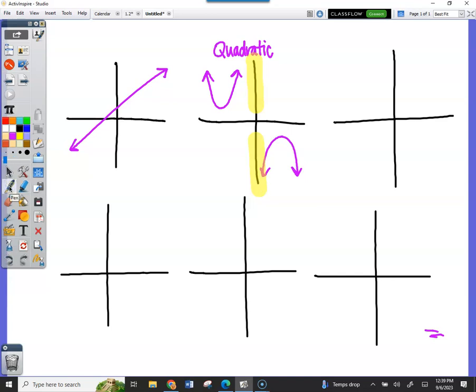Next would be a cubic. A cubic function, in general, looks like that. All real numbers for domain, all real numbers for range. It's going opposite directions. It's also going out.